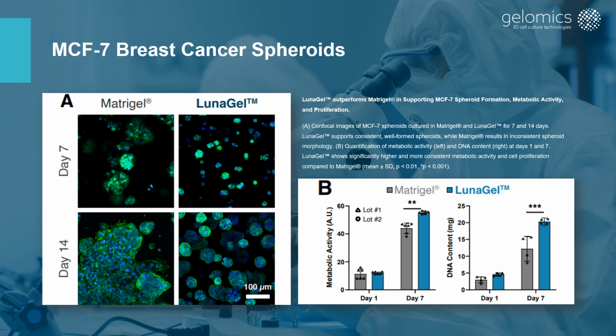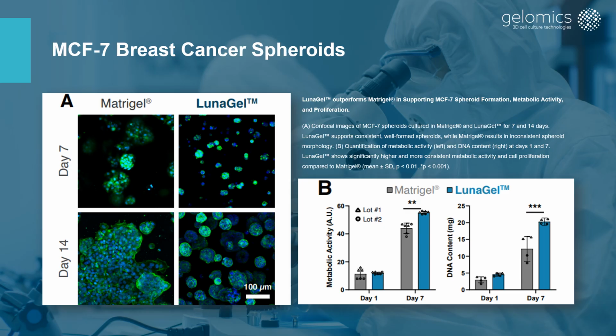Let's take a closer look at some side-by-side application studies of Matrigel and LunaGel. Our first case study of today aimed to evaluate the growth of MCF7 cells, which is a well-established human breast cancer cell line frequently used to investigate tumor growth, invasion, and resistance to chemotherapy.